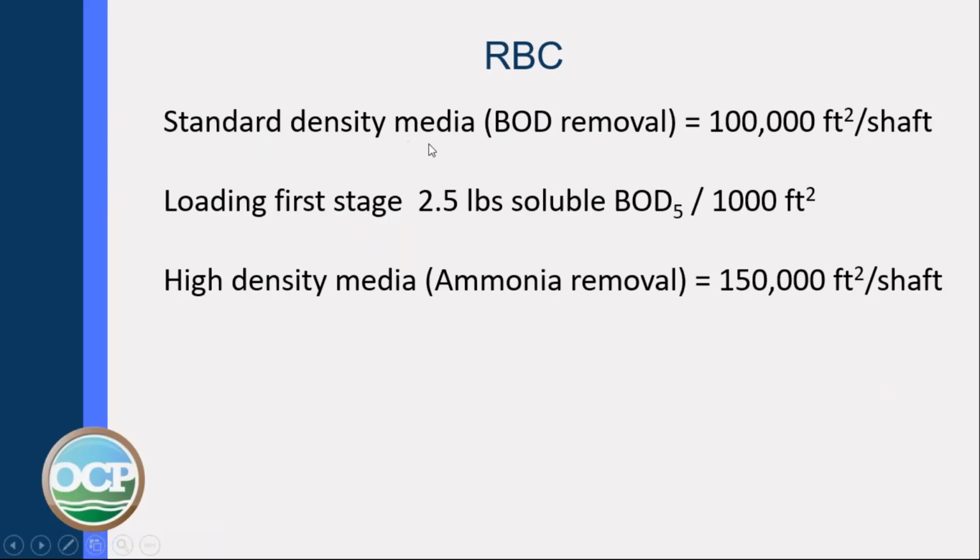Standard density media for BOD removal is about 100,000 square feet per shaft. Loading for the first stage is 2.5 pounds of soluble BOD per 1,000 square feet. High density media is usually used for ammonia removal, and it is 150,000 square feet per shaft. If there is a math question on your test, and it does not say high density, then you assume the media is 100,000 square feet per shaft.